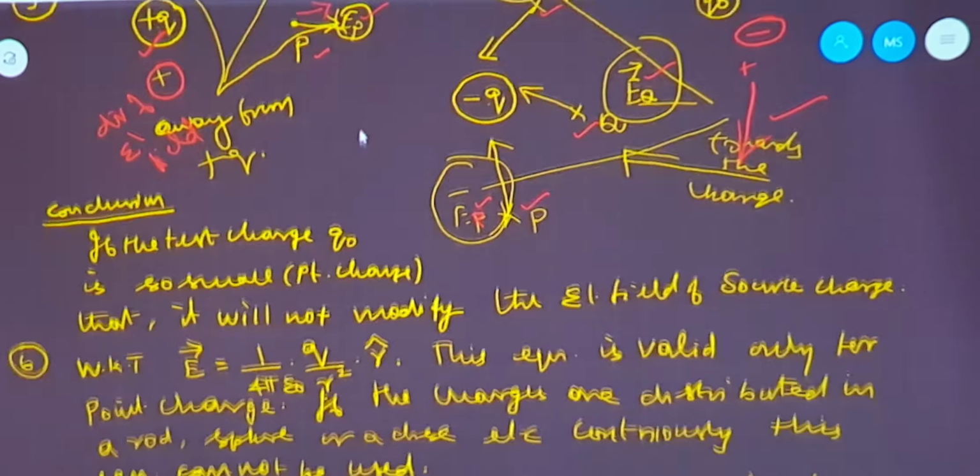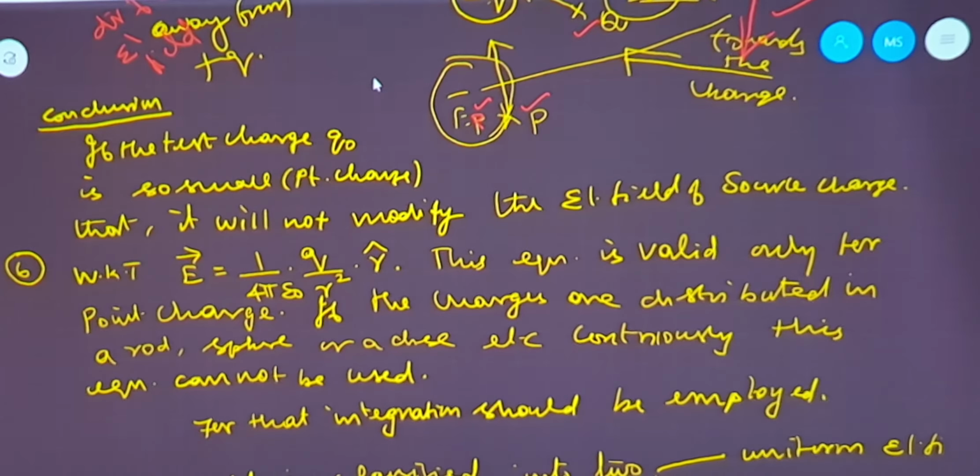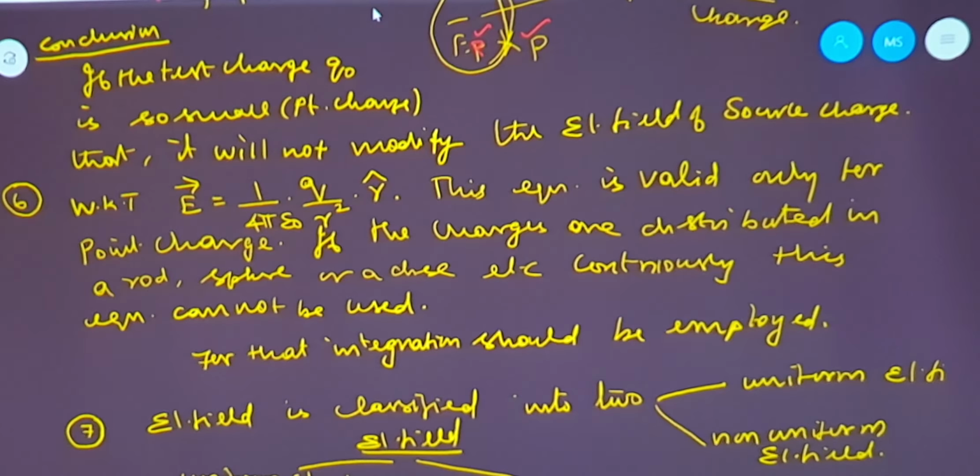Then let us go for point number 6. What is that point number 6? If you are considering the electrical field, E vector is equal to 1 by 4 pi epsilon 0 into Q by R square R cap. This equation for electrical field is valid only for a point charge.